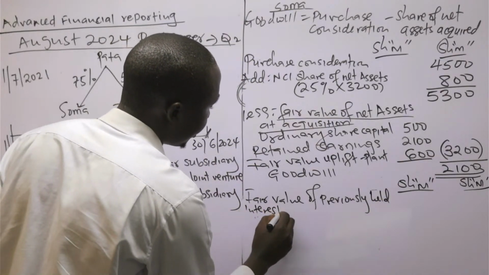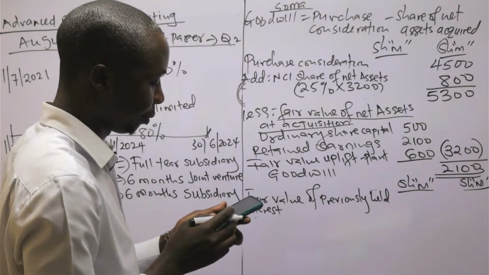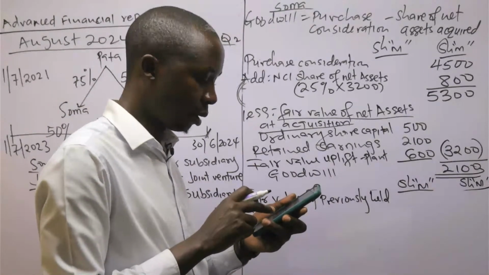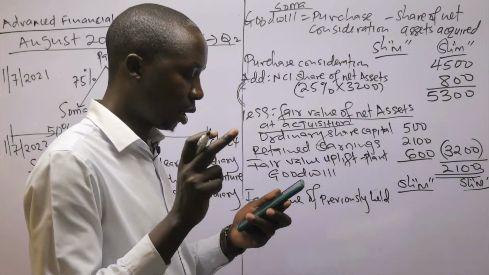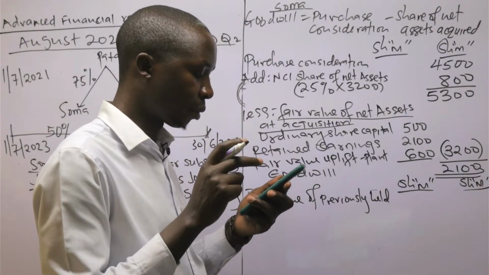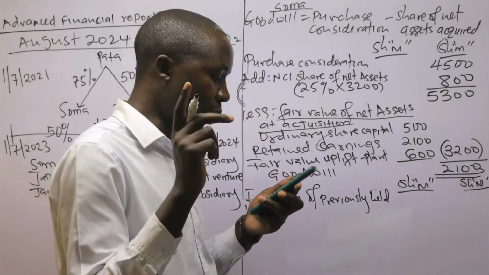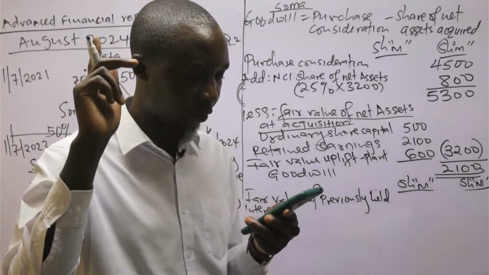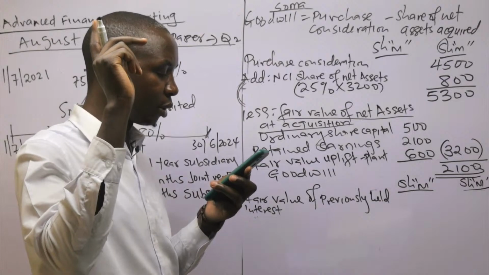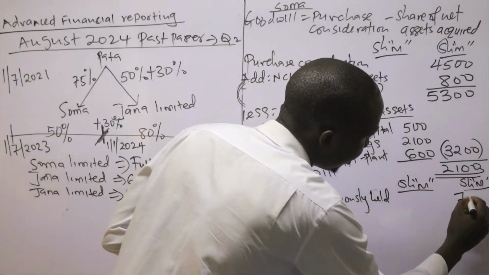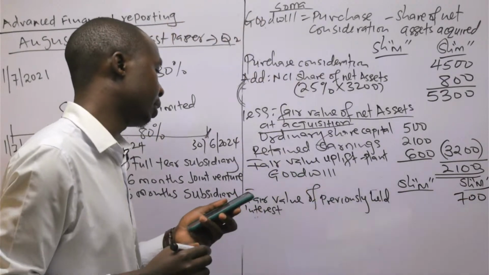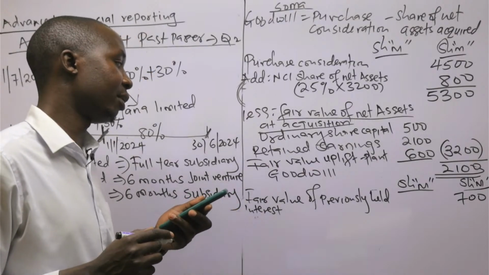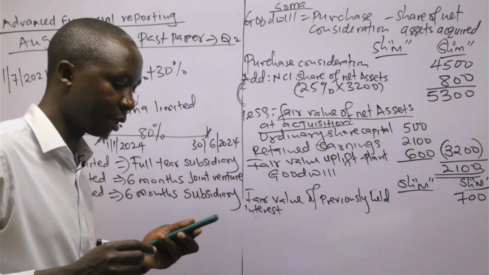When they acquired 50%, they paid. According to the question, that is note 2. Pata Limited acquired 50% of the ordinary shares of Jana for a cash consideration of 700, not 500. We have 700. That is the fair value of the previously held interest.